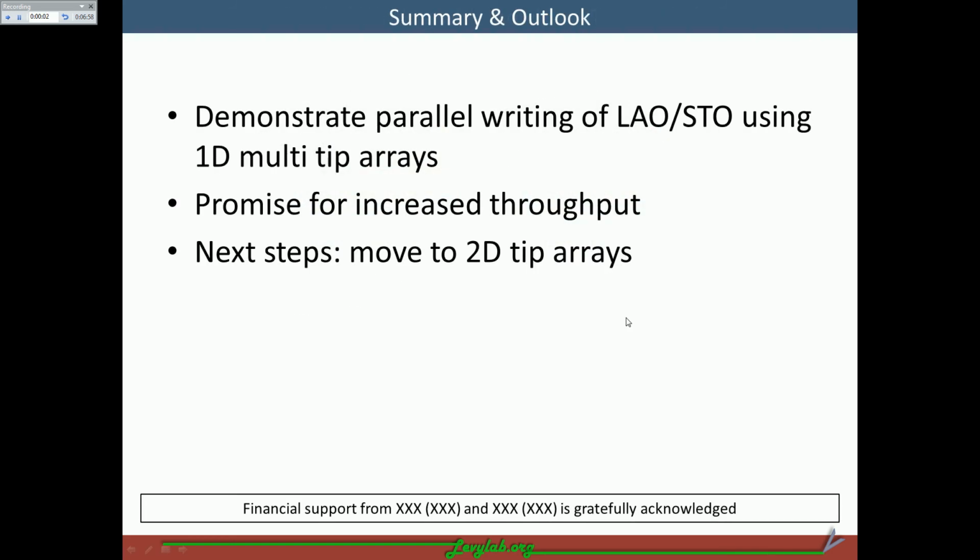Okay, so we demonstrated we can do parallel writing with individual control of each tip in a 1D array. This is of great promise for increasing the throughput of this conductive AFM lithography. Next steps are to start investigating writing with two-dimensional tip arrays. Thank you.